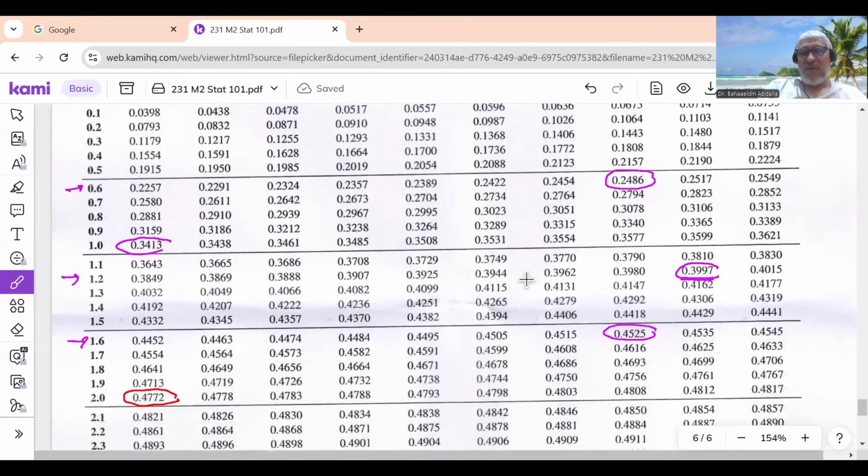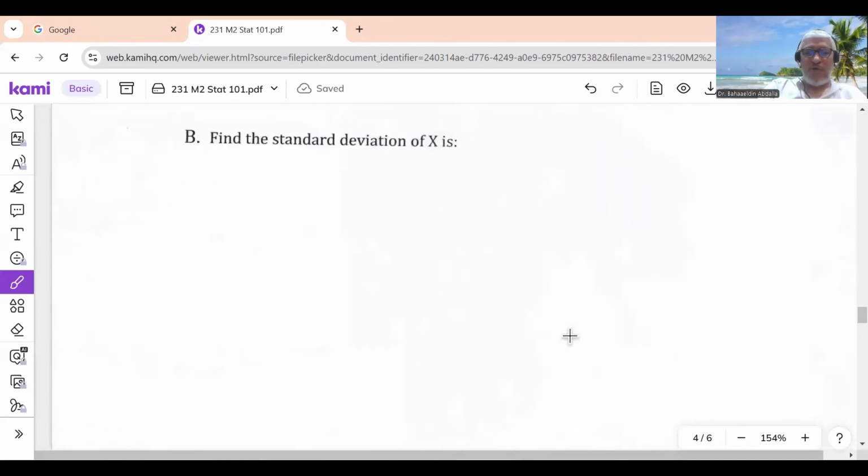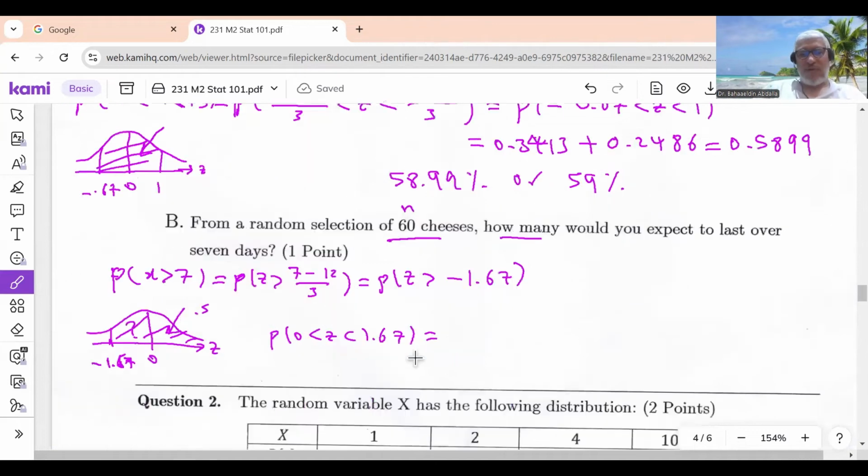This is 7. So the probability is 0.4525. So the probability of Z greater than negative 1.67 would be 0.5 plus 0.4525, so it would be 0.9525. So this is the probability that the cheese will last over 7 days.